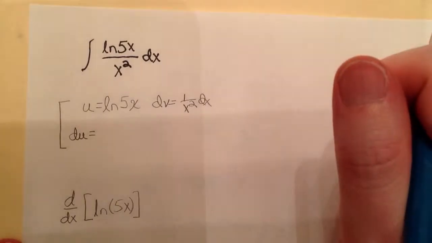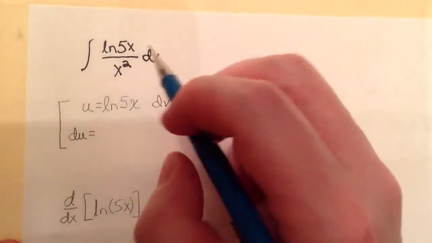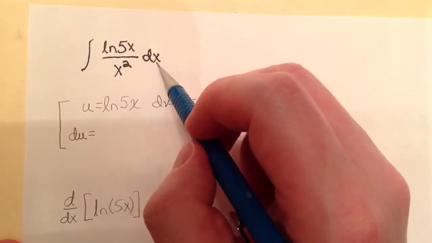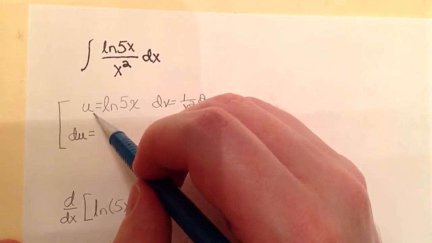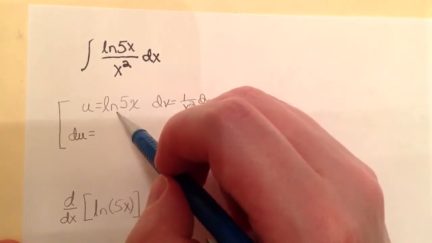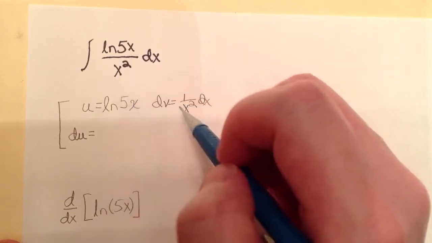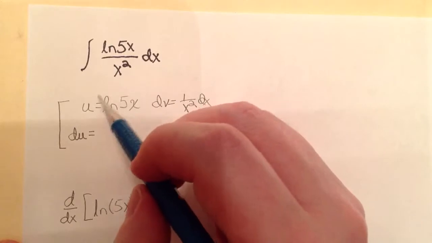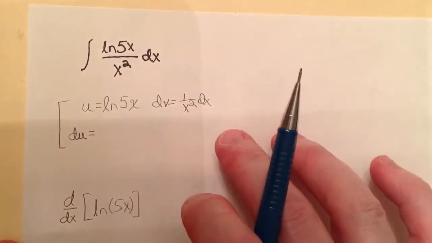Okay, now for what we have in the fourth problem, we're looking at the integral of the natural logarithm of 5x over x squared times dx. Okay, and then we have setting up our terms. We have u is equal to the natural logarithm of 5x, and we can set dv equal to the reciprocal of x squared dx.